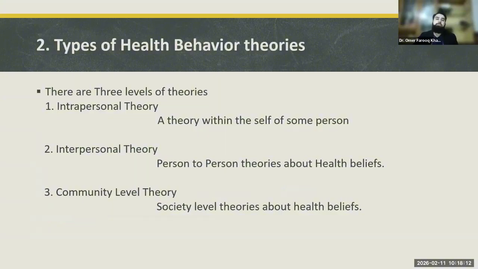So, types of health behavior theories. There are three levels of theories. Basically, theories of health behavior are at three levels. One is intrapersonal theory, the theory related to myself. A theory within the self of some person is an intrapersonal theory. Intrapersonal theories are used more in psychiatry and psychology.